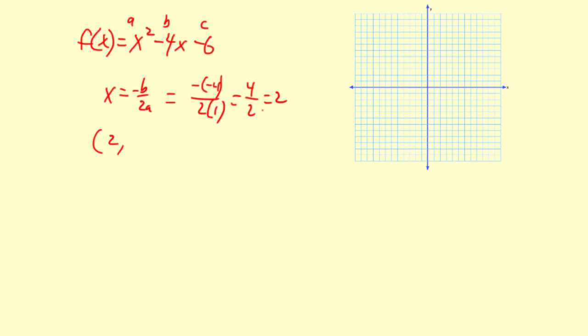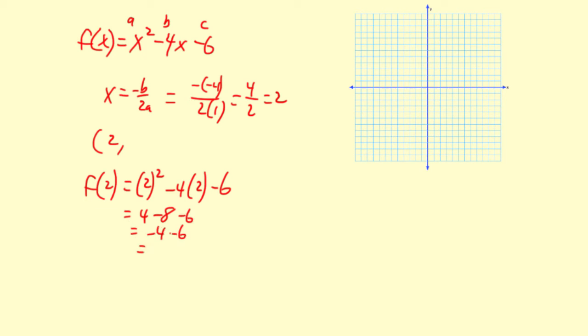How do you find the y-coordinate or the vertical value? Substitute the 2 into the function, see what the output is. So you do f of 2 equals 2 squared minus 4 times 2, and then minus 6. Make sure you're careful with order of operations here. 2 squared is 4, and then negative 4 times 2 is negative 8, so minus 8, then minus 6. 4 minus 8 is negative 4, then minus 6 is negative 10. So 2, negative 10.